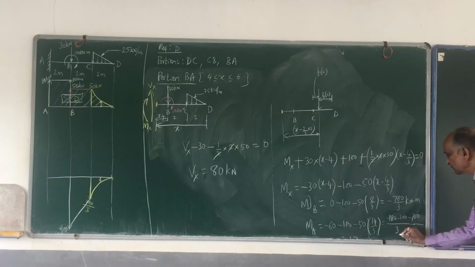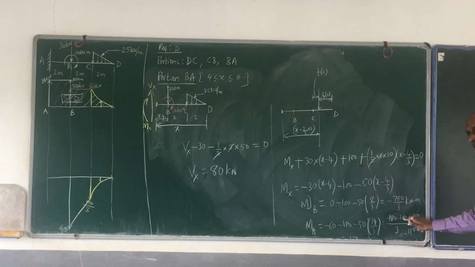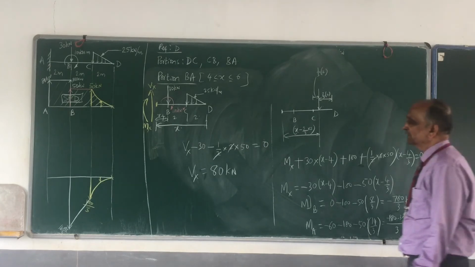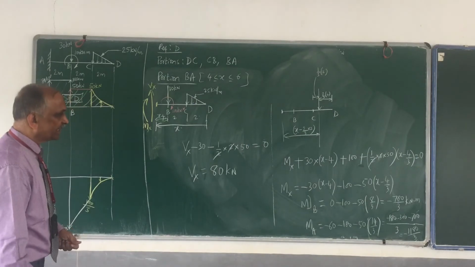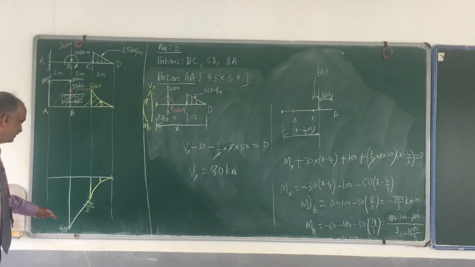1000, of course, minus 1080. Sorry, not 1000, 1180. 700, 300, 1000, 100, 1180 divided by 3. If it is simplified, we can write it, otherwise also we can write it as it is. So the bending moment at B is minus 700 by 3.